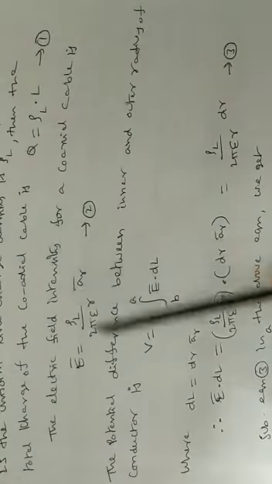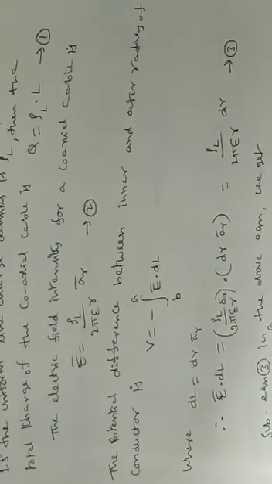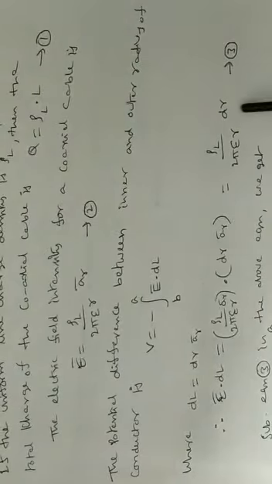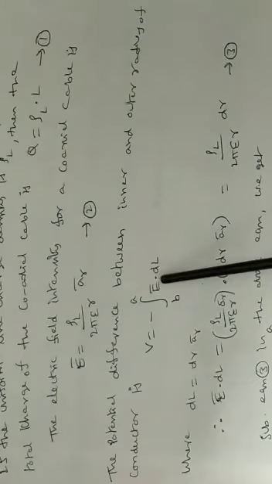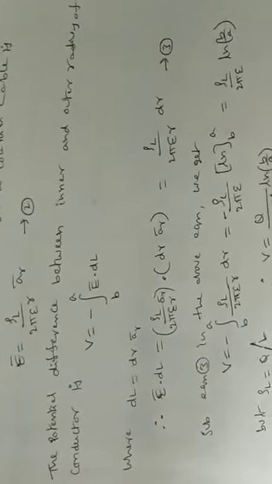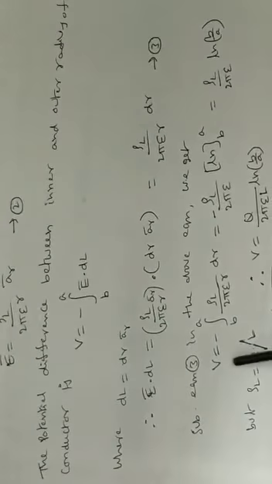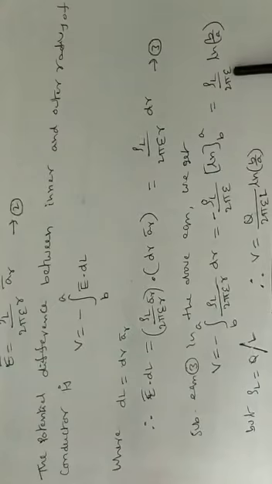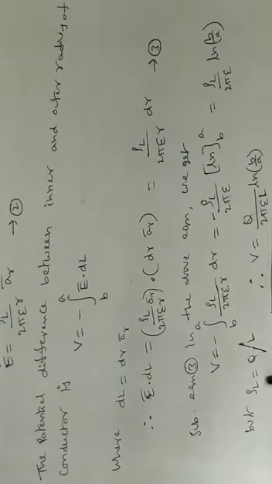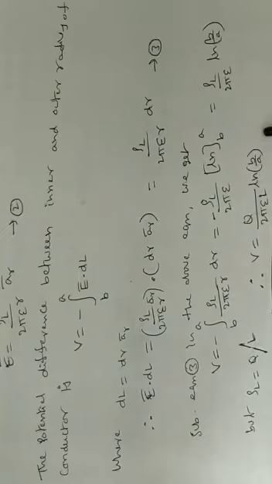E bar is equal to this and dl is equal to this. Take the dot product, you will get E bar dot dl, and substitute this in the potential difference equation V is equal to minus integration B to A E bar dot dl. Finally, you will get the voltage expression. Voltage V is equal to rho L divided by 2 pi epsilon ln of B by A. And we know that rho L is equal to Q by L. Substitute here. Finally, you will get V is equal to Q by 2 pi epsilon L into ln of B by A.